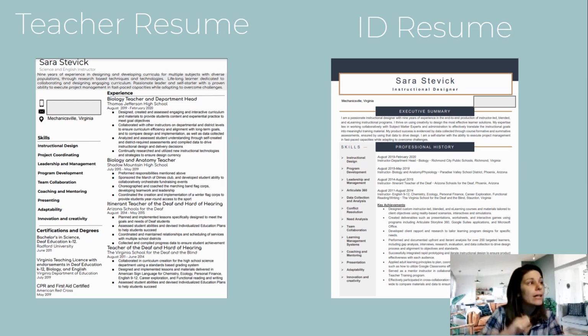Number 3, use key terminology from the job description. If they say they're looking for someone with Microsoft Office skills, and they specifically say Microsoft Office, then you want to phrase it that you work with Microsoft Office. You don't want to put Microsoft PowerPoint, or I've only used PowerPoint, Word, and all that, because that's not what they're going to put into the ATS system. And so little things like that are going to help you.